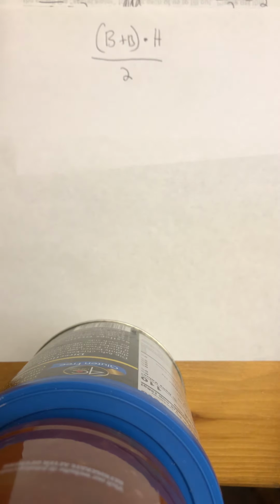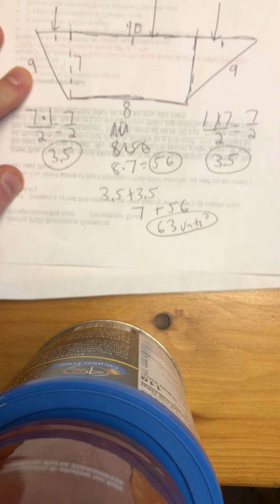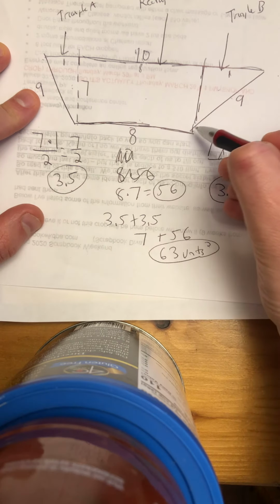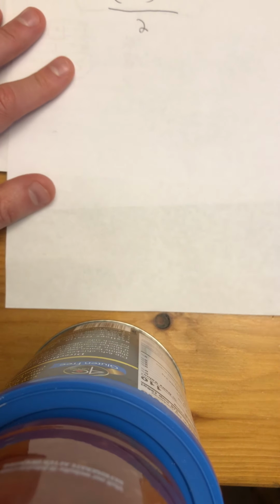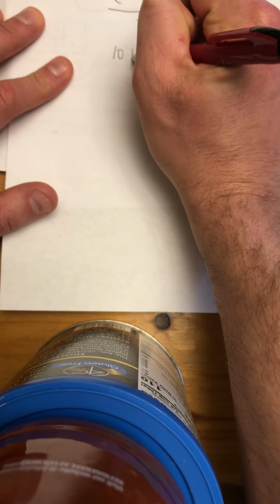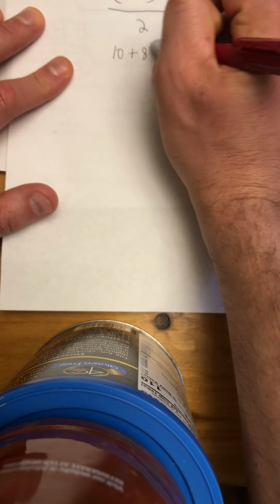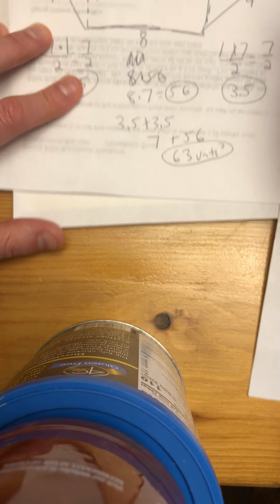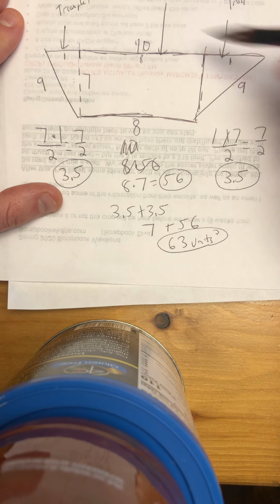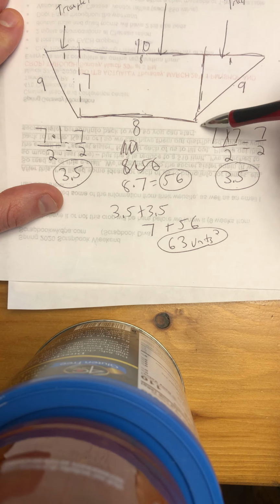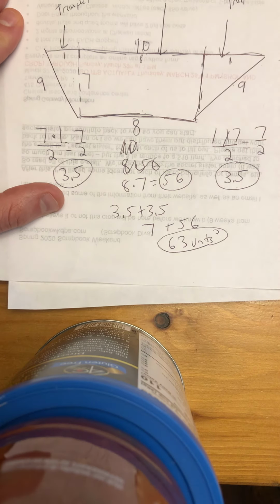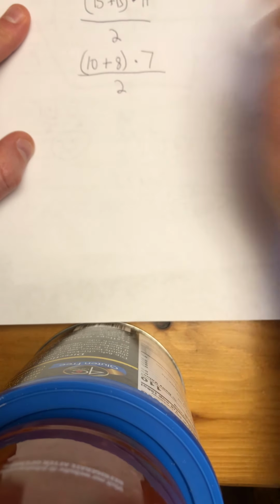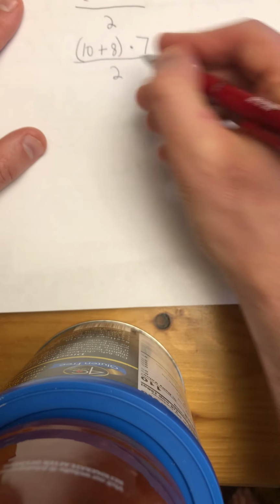So let's look at our shape again. When I look, I have a big base up there of 10, and I have a base here of 8. So I'm going to plug that in. 10 plus the 8. Then I'm going to multiply that by the height, which is, again, not 9. That's the diagonal. I'm going to use 7, which is the straight up and down line. So I'm going to times by 7 and divide by 2. Now, I should get the same answer, so let's try it.